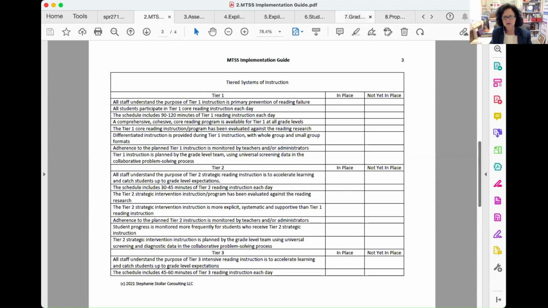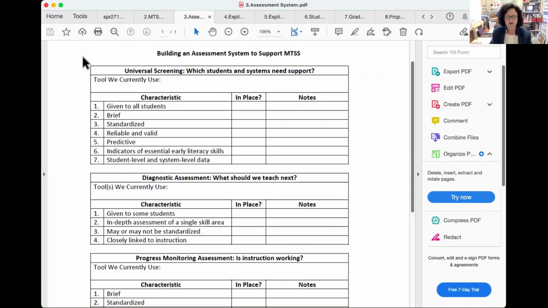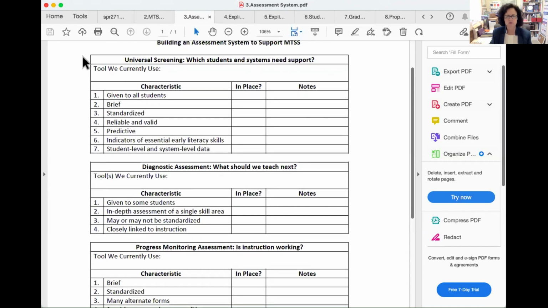And then the other handout that I would draw your attention to is the one that has assessment in the title. So it is a way to self-assess what you have in place in terms of an assessment system, and that is where we're going next. So some characteristics of screening, diagnostic, and progress monitoring assessments. So you might want to have those two resources available as references as we go forward. And let me go back to my slides here and we will carry on.